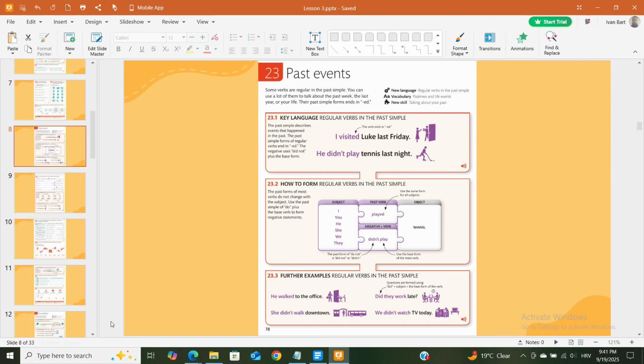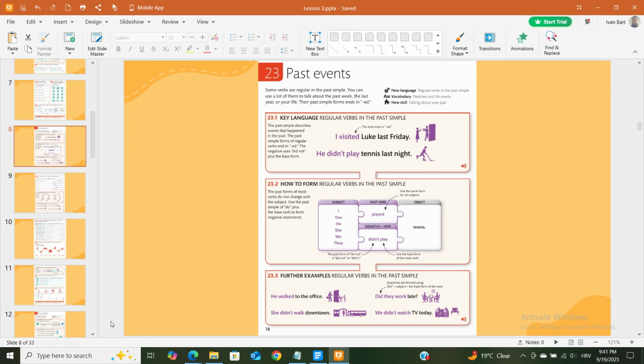23.2 How to form regular verbs in the past simple. The past forms of most verbs do not change with the subject. Use the same form for all subjects. Use the past simple of do plus the base verb to form negative statements. I, you, he, she, we, they didn't play tennis. The past form of do not is did not or didn't. Use the base form of the main verb.